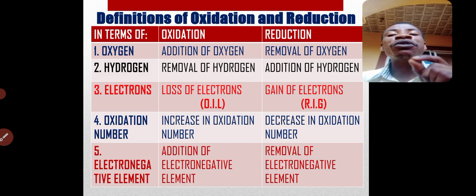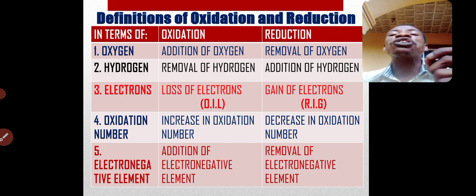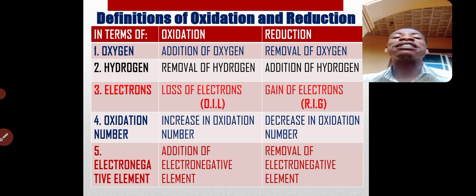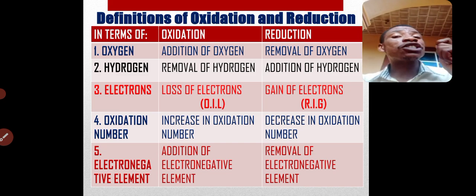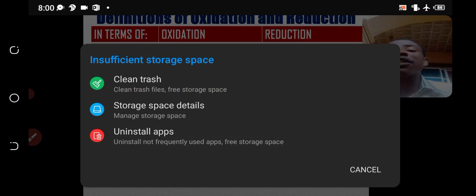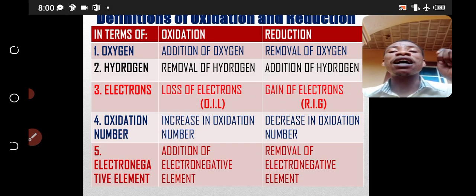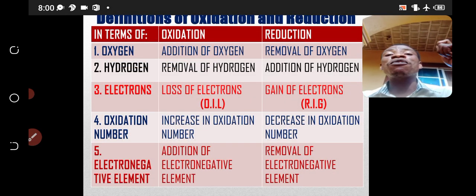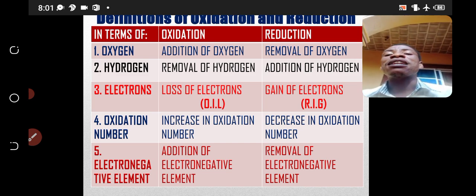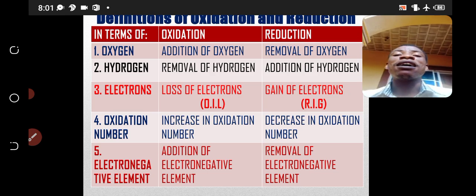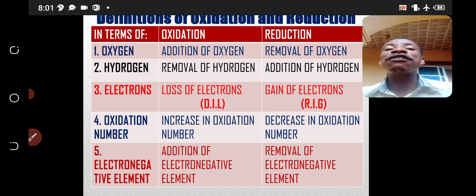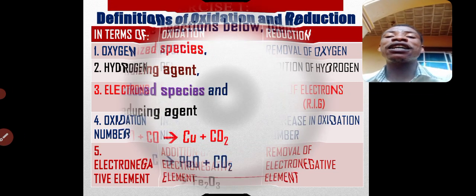Don't forget, in summary, we define oxidation in 5 different ways. In terms of oxygen, that's addition of oxygen. In terms of hydrogen, that's removal of hydrogen. In terms of electrons, that's loss of electrons. In terms of oxidation number, that's an increase in oxidation number. And in terms of electronegative elements, that's addition of electronegative elements.